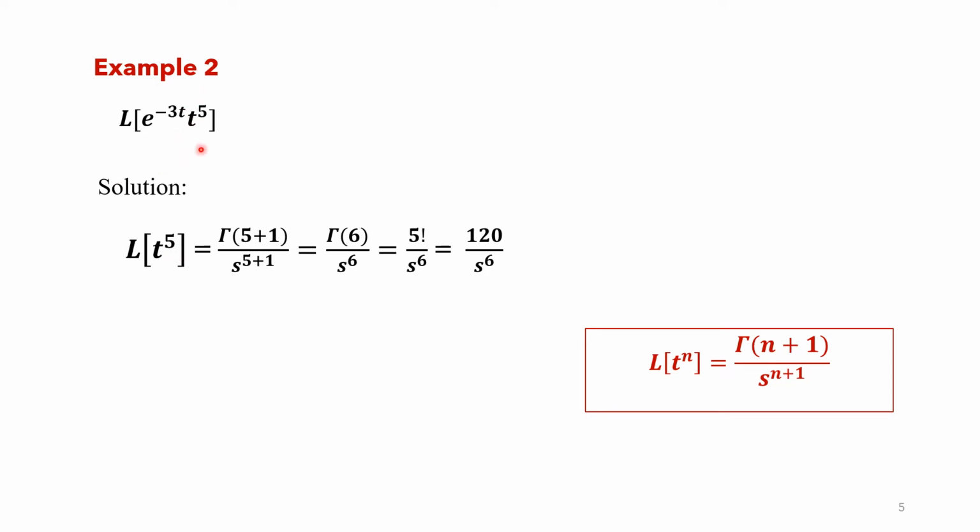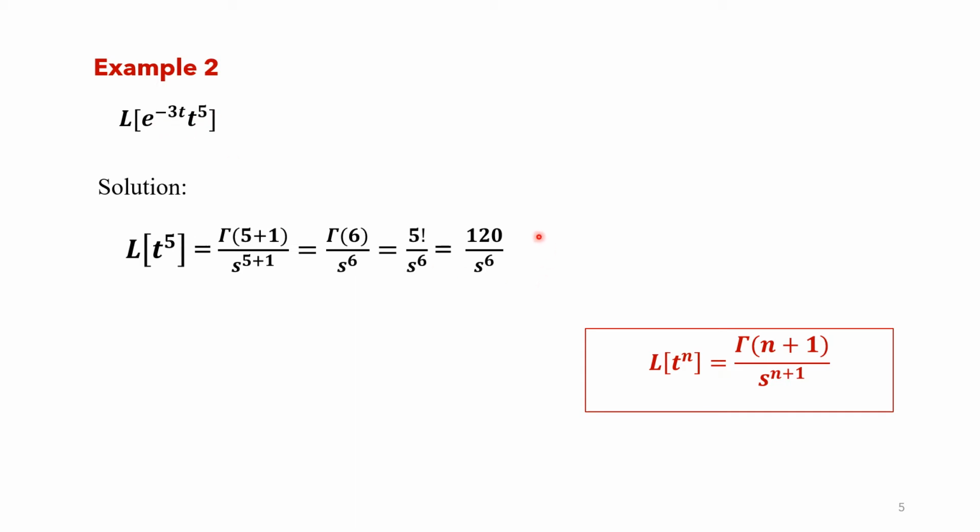Okay, why we have to calculate this? Because the function is multiplied by e raised to minus 3t. So first calculate the Laplace transform of the function t raised to 5. So t raised to n is gamma n plus 1 upon s raised to n plus 1. T raised to 5 will become gamma 5 plus 1 upon s raised to 5 plus 1. That is gamma 6 upon s raised to 6. We know gamma 6 is 5 factorial and 5 factorial is equal to 120. So we'll get L of t raised to 5 is 120 upon s raised to 6. This is the Laplace transform of the function f of t.